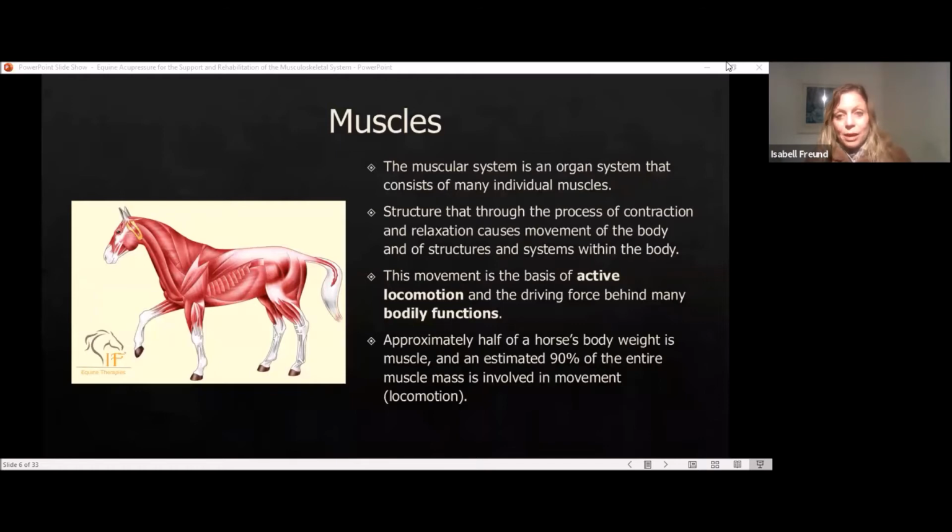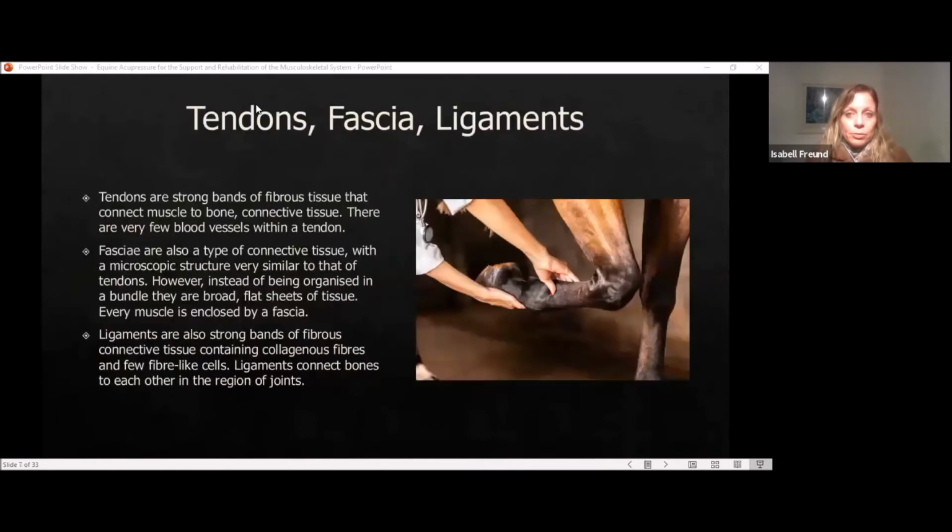Approximately half of a horse's body weight is muscle, and of these muscles, roughly 90% are involved in movement and locomotion. And then we have tendons and ligaments and fascia.